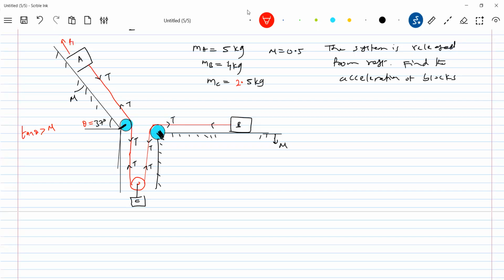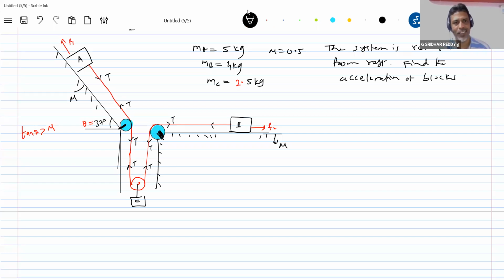Sir, is there a chance of tension being 0, sir? Solve it. If you get 0, okay, 0. That's all, no? But seeing it, we can't say anything here. I'll take another diagram.